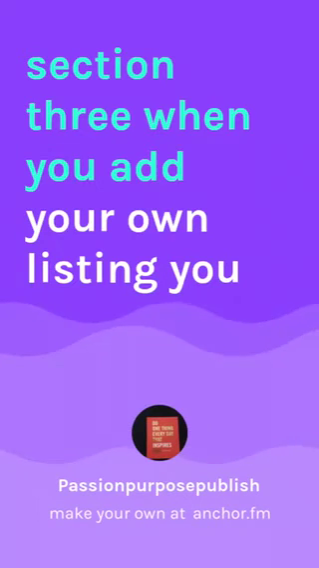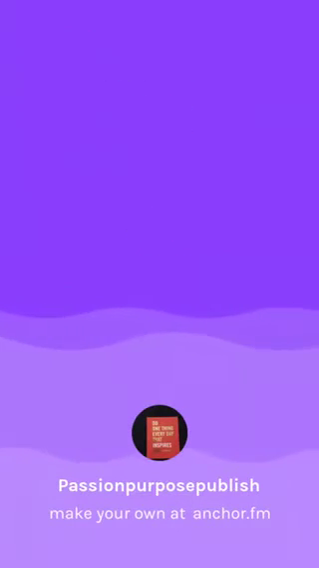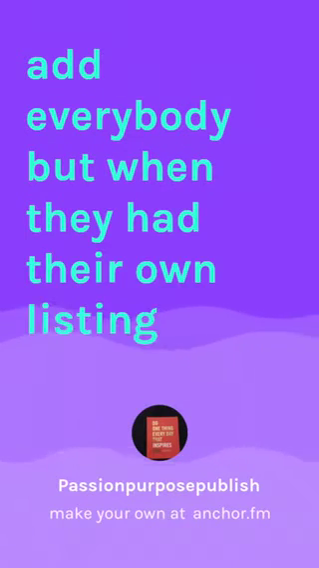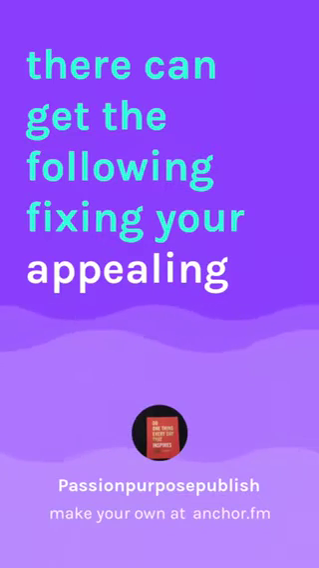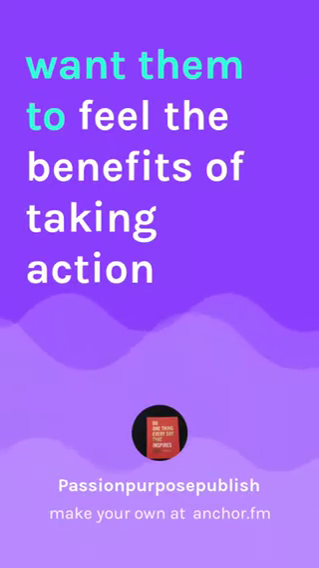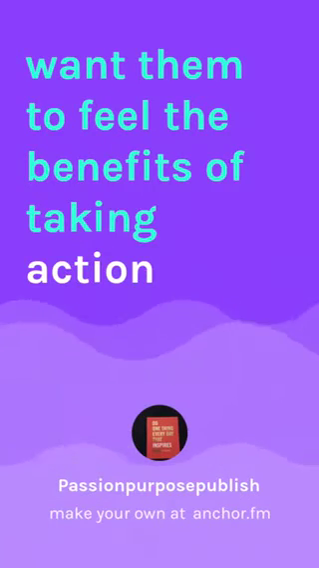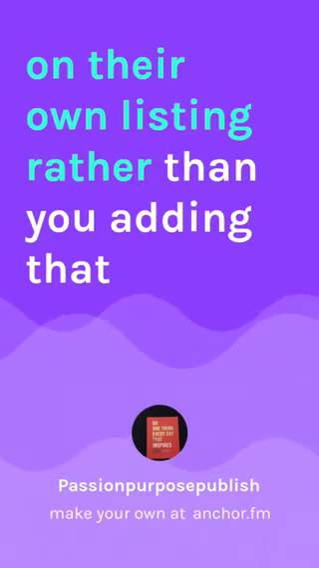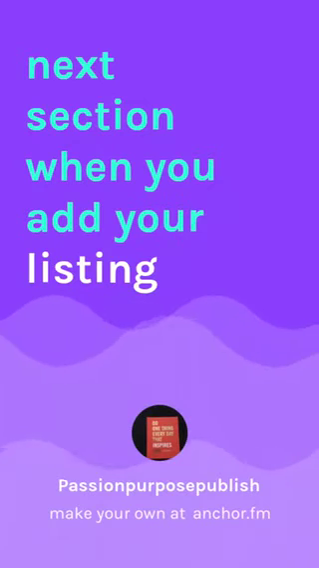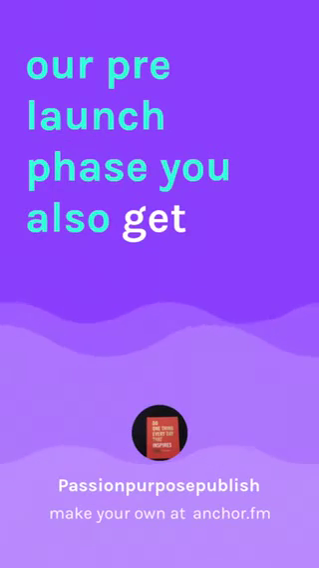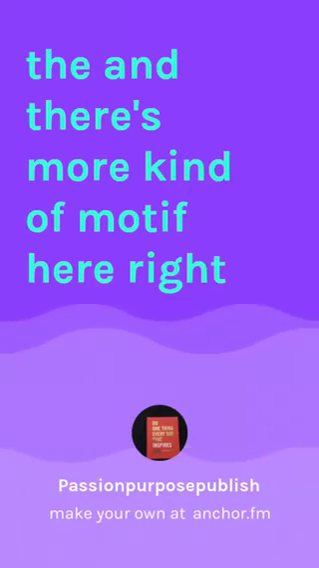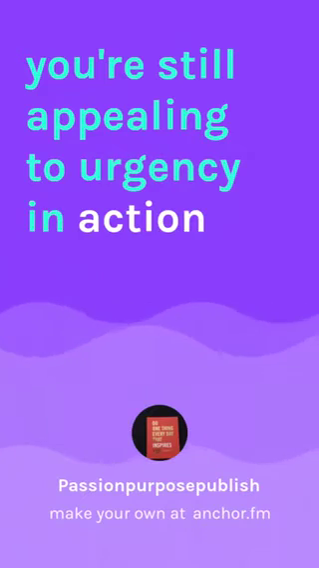Section 3, when you add your own listing, you get these benefits. All right, so you're telling them that you're going to add everybody, but when they add their own listing, they're going to get the following things. And you're appealing to an action-now orientation, right? So you want them to feel the benefits of taking action on their own listing rather than you adding them later. Next section, when you add your listing in our pre-launch phase, you also get... so you're doing the 'and there's more' kind of motif here, right? So you're still appealing to urgency and action now.